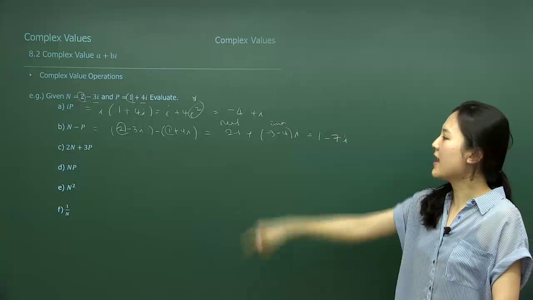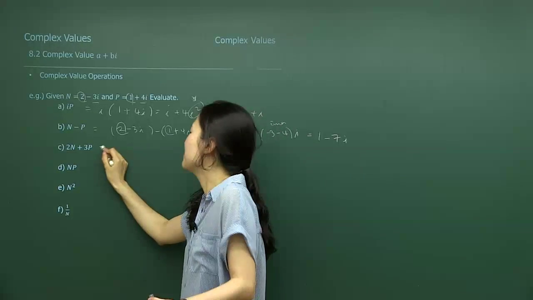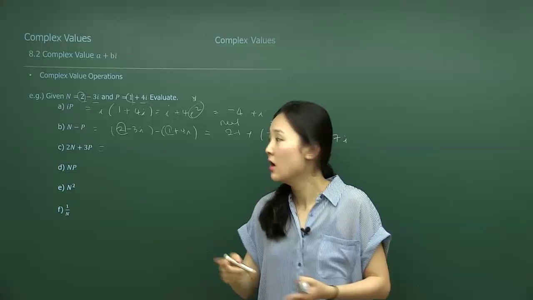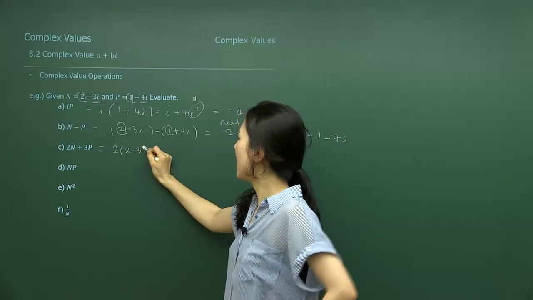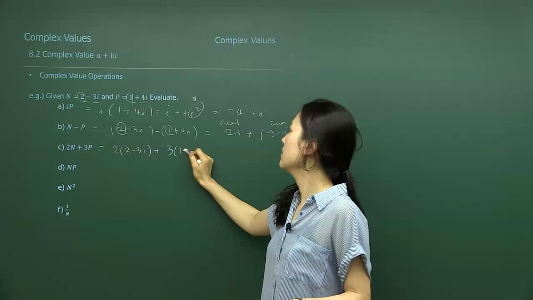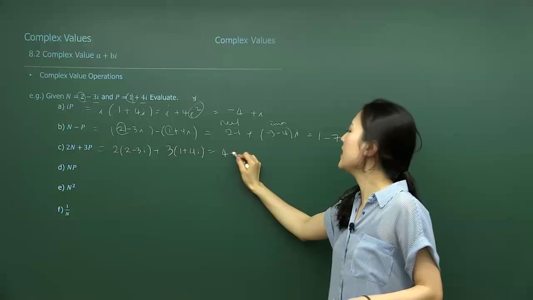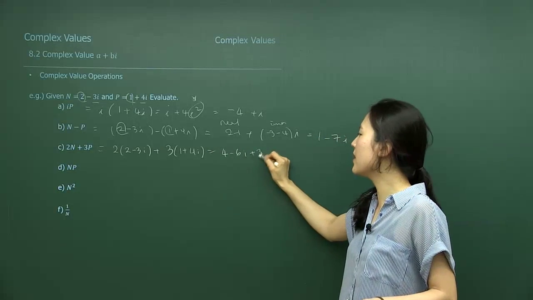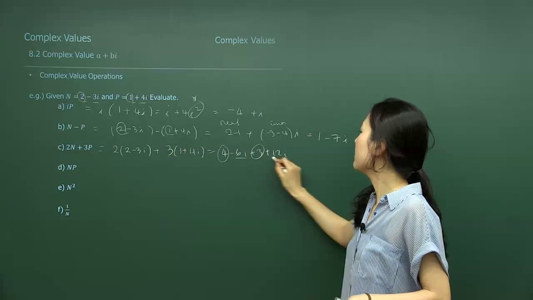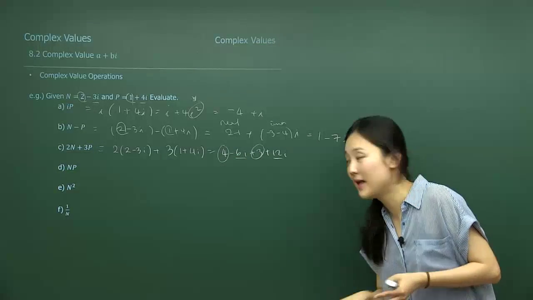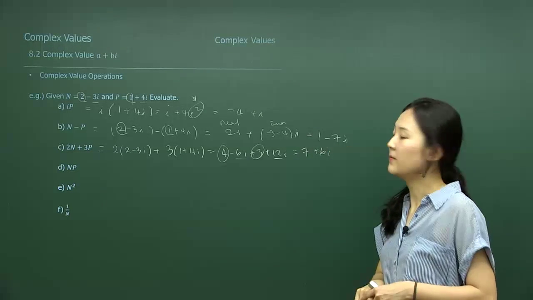Okay, 2n plus 3p. 2n means to just multiply your n by 2. It's simply 2 times 2 minus 3i. 3p means 3 times 1 plus 4i. So what you're getting is 4 minus 6i plus 3 plus 12i. Again, you're dealing with real by real, imaginary with another imaginary. So you'll be getting 7 and positive 6i, right?